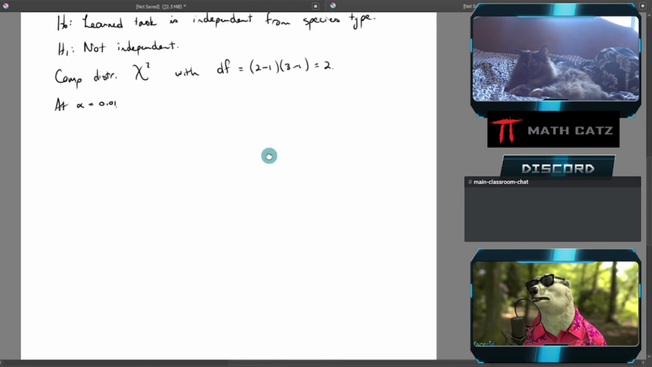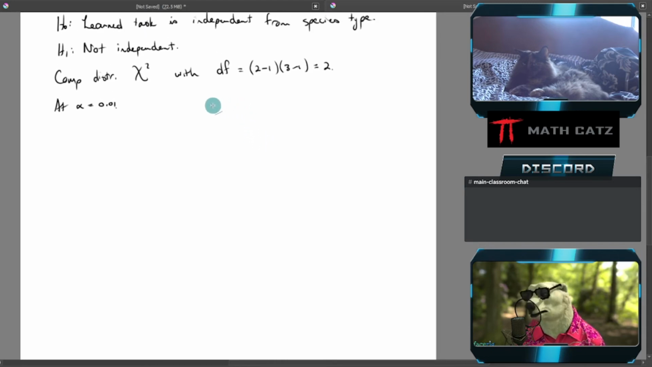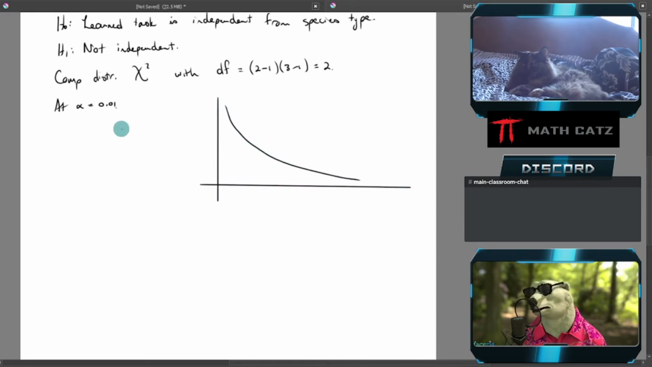We could visualize this like we did before. Chi-square distribution looks like this. We're going to have our cutoff somewhere so that this region on the right is 1%, just like before. We have a different degrees of freedom here, so let's have a look.